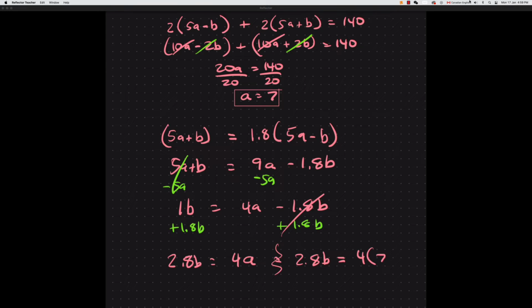4 times 7. So we got 2.8b equals 28. Divide this side by 2.8. We're getting the value of 1b is equal to 10. Okay, so now we got b is equal to 10 and a is equal to 7.